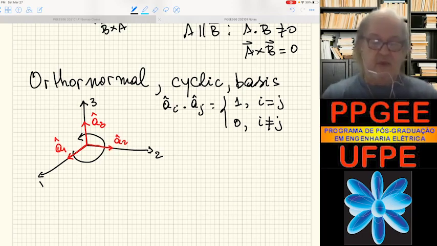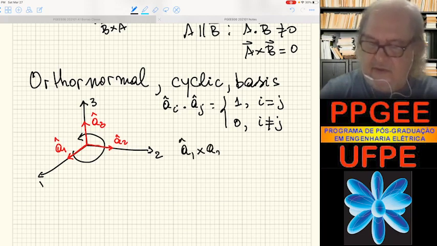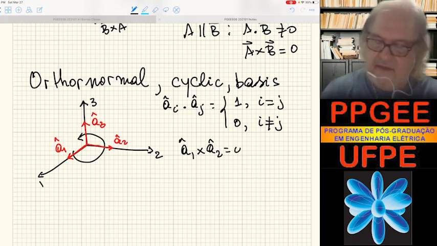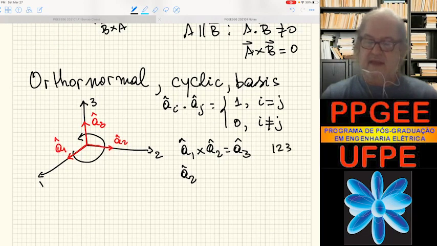And also, the way I draw the coordinate system, I start at 1, then I go with my right hand, I keep rotating, I go to 2, 2 to 3, 3 to 1, I made a cyclic basis. What is a cyclic basis? A1 cross A2 equals the third vector, right? A3. Any cyclic permutation that I do here is going to produce the third vector. If I go 2, 3, 1, I have A2 cross A3 equals A1. Next permutation, 1, 2, 3, 2, 3, 1, 3, 1, 2.